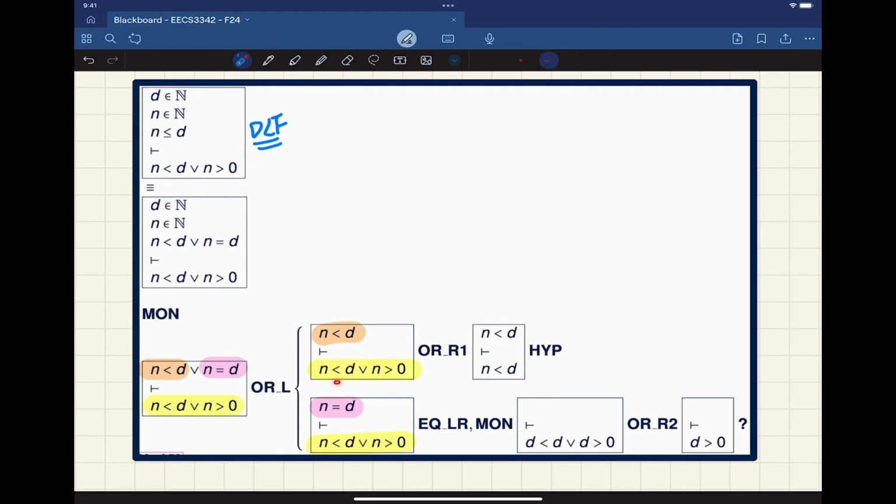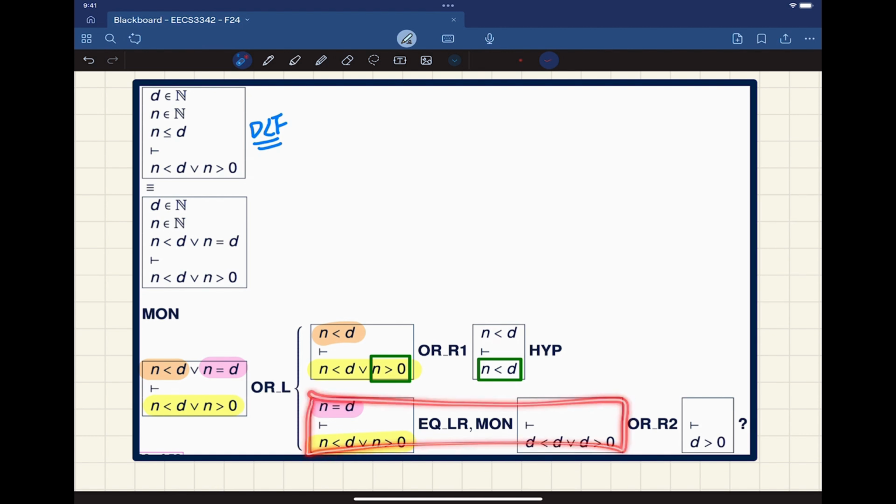If you proceed with this particular branch, you can see I can choose OR_R1 to say I just want to prove this one here. So that's why it's here. This one over here is now selected, and that one there corresponds to this one over here. And you can see the goal matches one of the hypotheses. So by the hypothesis axiom rule, this branch is proved. But we still have to complete this one over here.